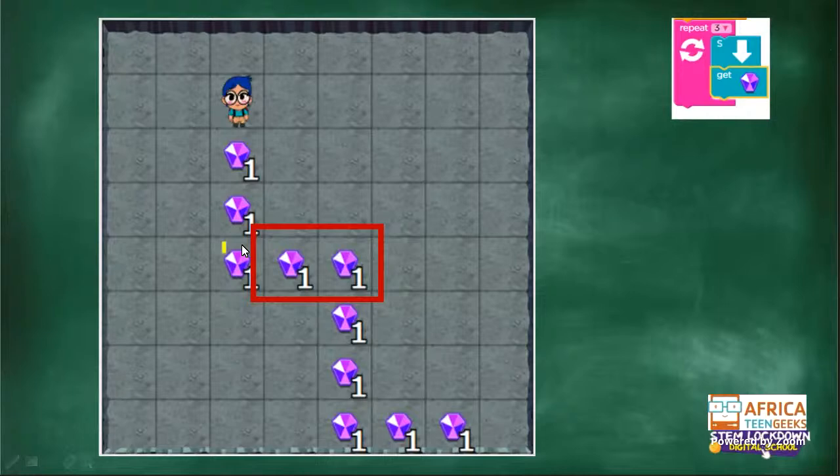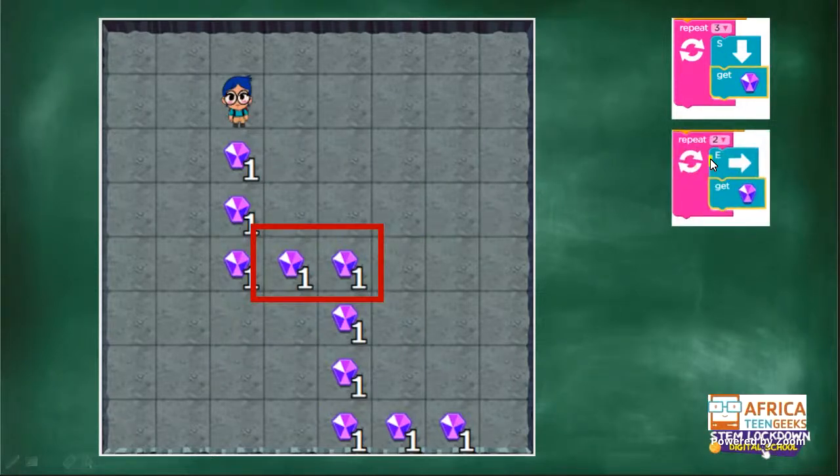So here, she is going to move east and get the diamond, and it is 2 times. So this is also a repeat block. So then we will use this. Repeat 2 times. You see in the pink it says 2. East. Okay.